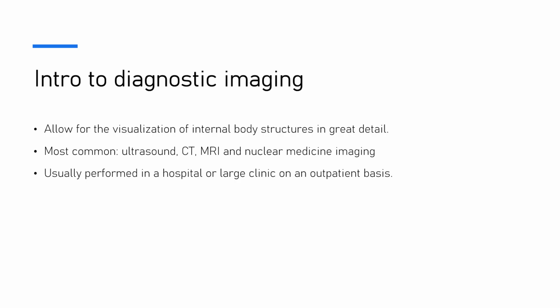Okay, now we'll be on page 521 talking about some other diagnostic imaging. So these allow for the visualization of internal body structures in great detail. So they're, once again, kind of the same thing as x-rays. They're looking inside the body in different ways. They can see different things. The most common that we have are ultrasounds, computed tomography, which is abbreviated with CT, MRI, which is magnetic resonance imaging, and then nuclear medicine imaging.